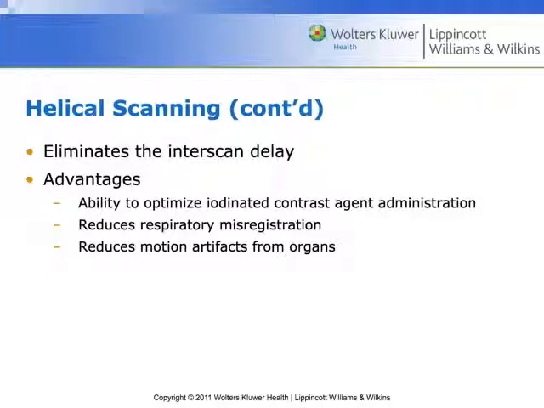It's going to eliminate any kind of interscan delay. The big advantage is that it's going to help us optimize the use of any kind of iodinated contrast, because it takes less time for us to scan with a helical. It's going to avoid any kind of respiratory misregistration. It reduces motion artifacts. It also provides us, she doesn't mention this in the textbook, but a significant thing is it provides us with a volumetric set of data.